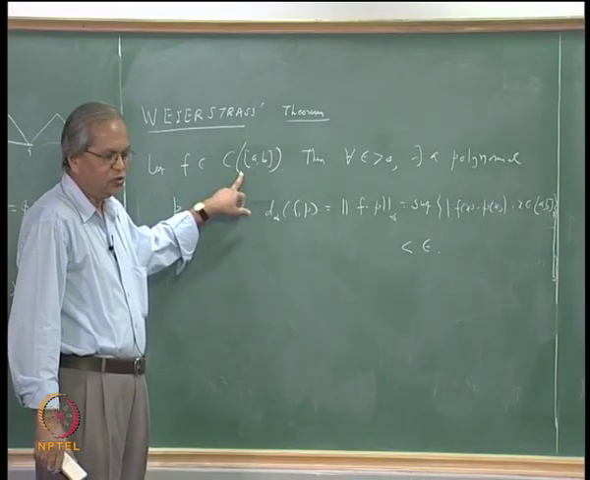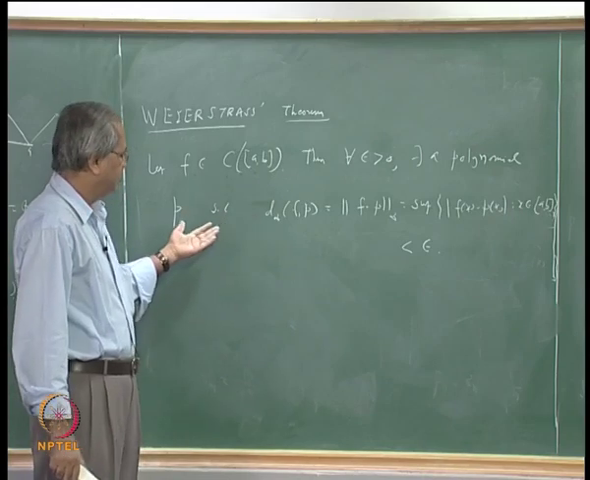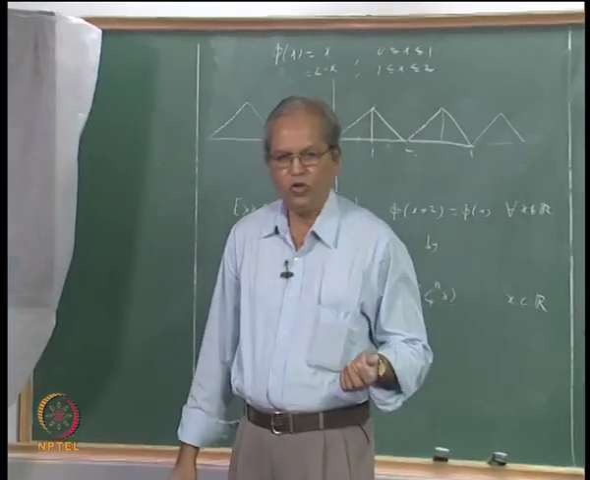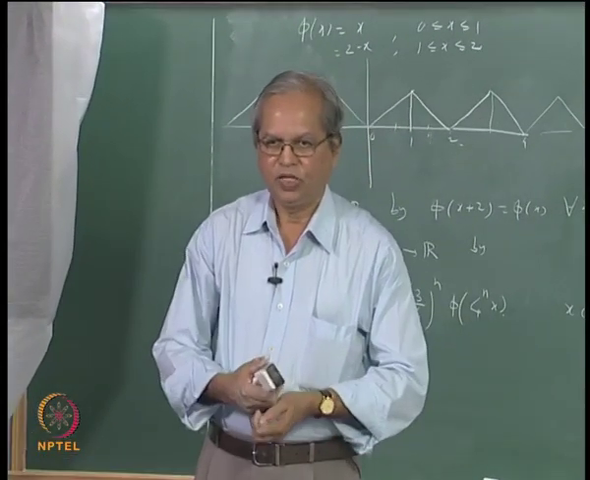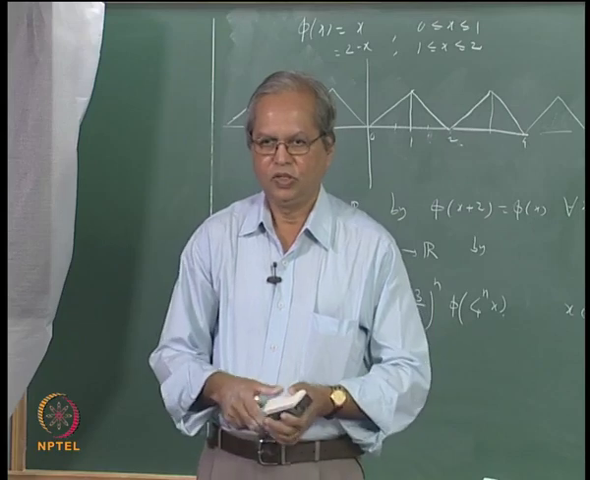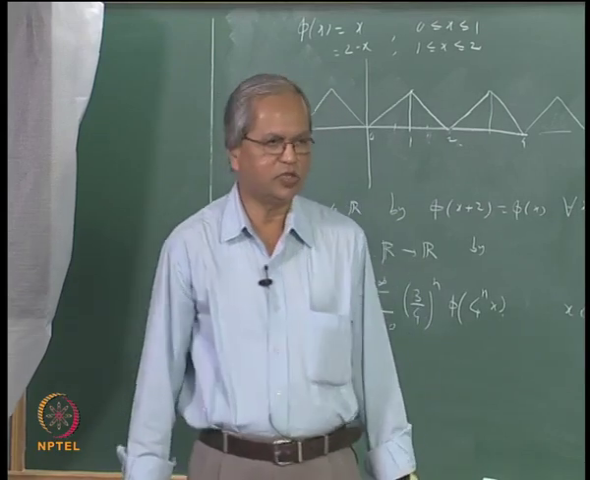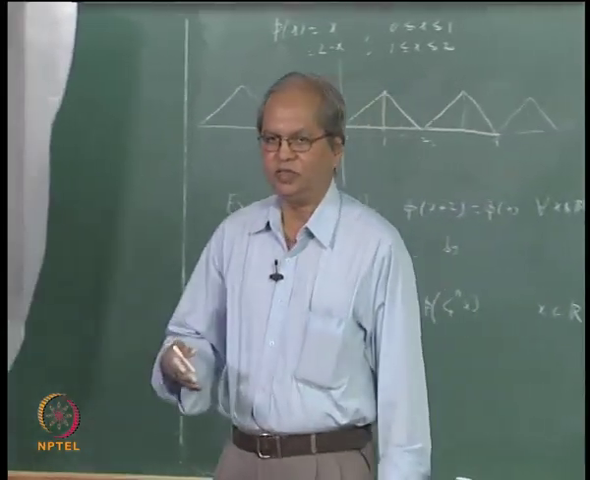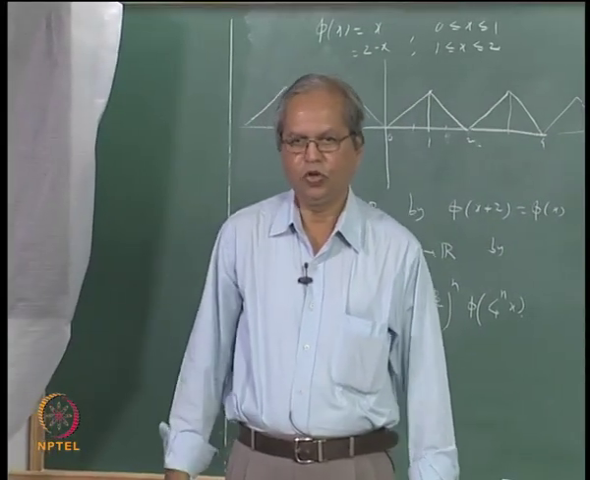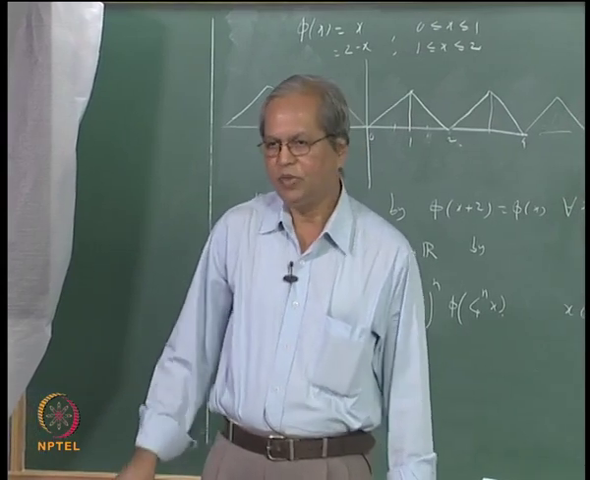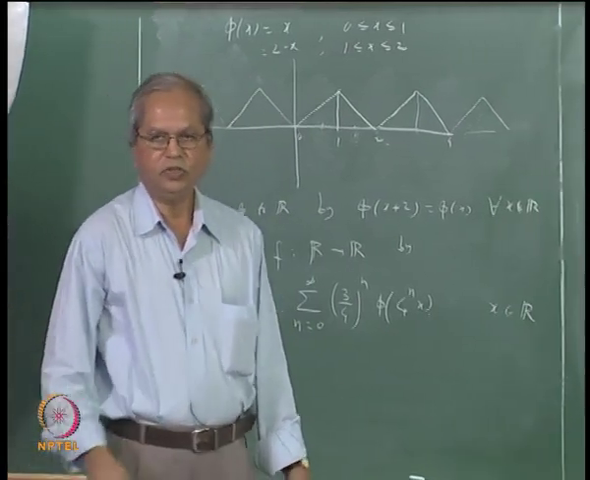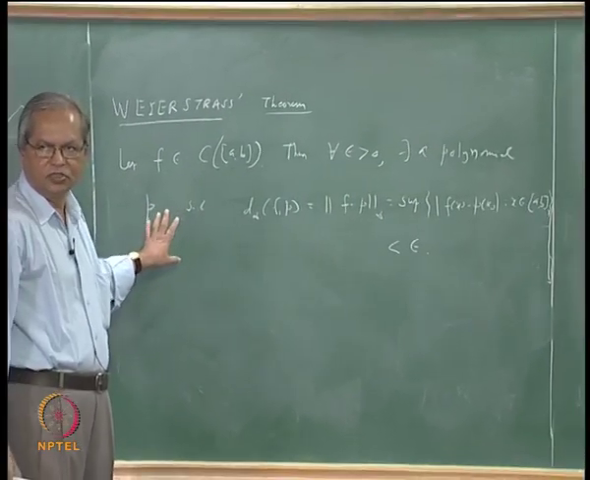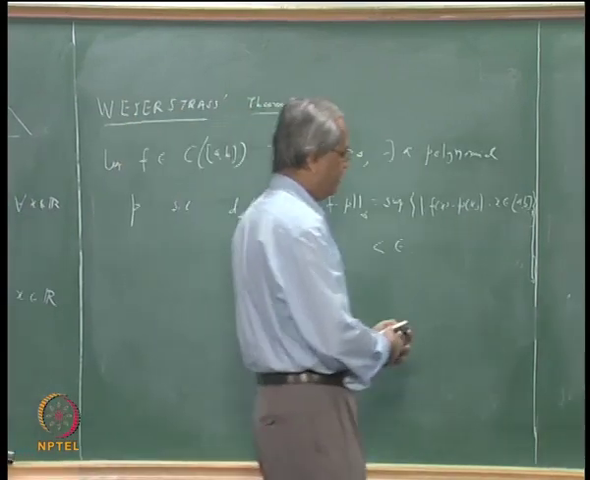How does one show that? We have just now seen that the set of all polynomials is dense in C[a,b]. Of course, the set of all polynomials is not countable, because there are real coefficients and the real numbers themselves are uncountable. But you can take polynomials with rational coefficients. That will be a countable set, and that will be dense in the set of all polynomials, which is dense in C[a,b]. So that is how one shows that C[a,b] is separable.